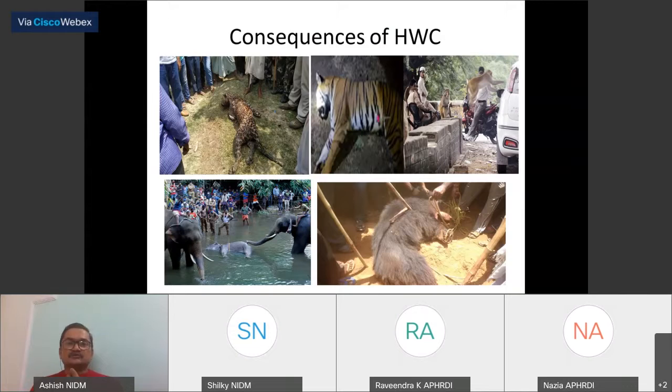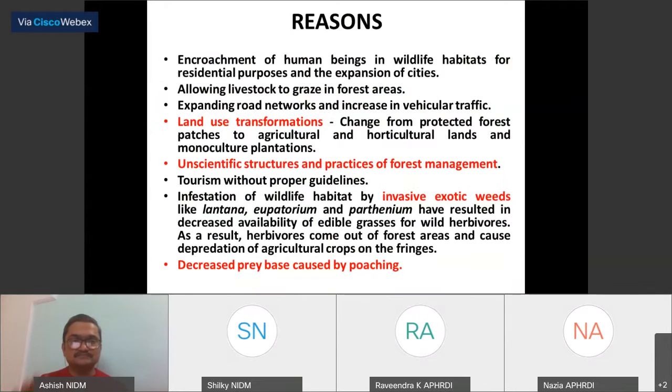Because of these consequences of human-wildlife conflict, you can see mostly animals are dead, and in some cases humans also get fatal injuries or injuries which are irreparable. These situations can be avoided if we go through science-based interventions or human-based interventions, through capacity building and training, so that animals and human beings learn to live with each other.